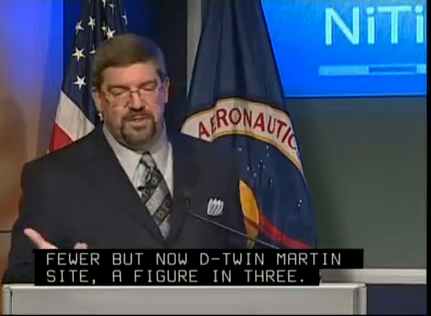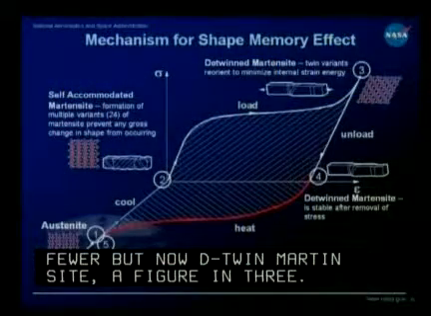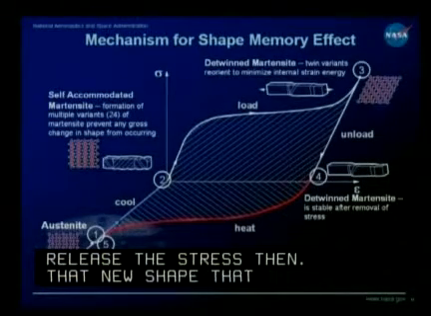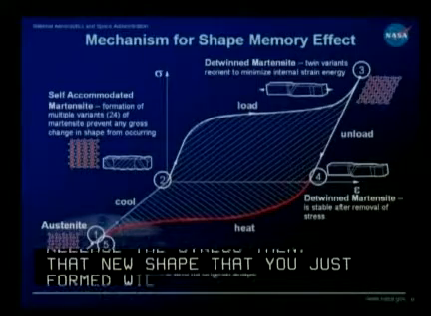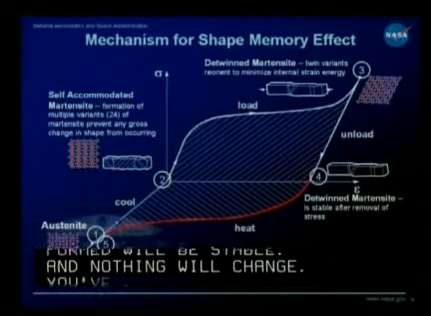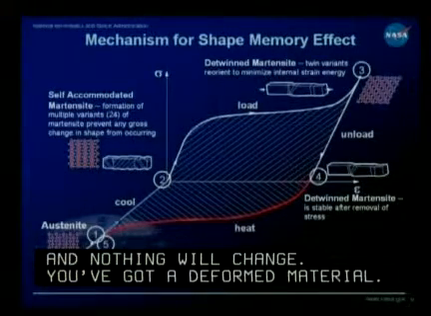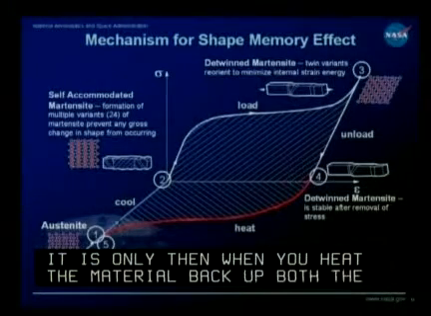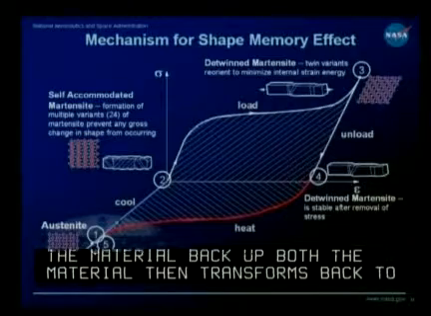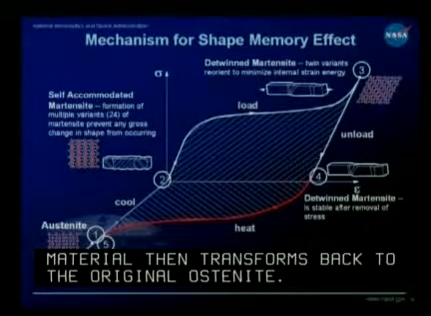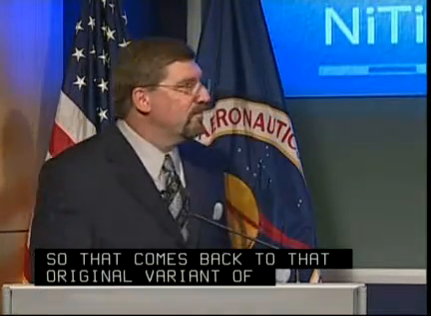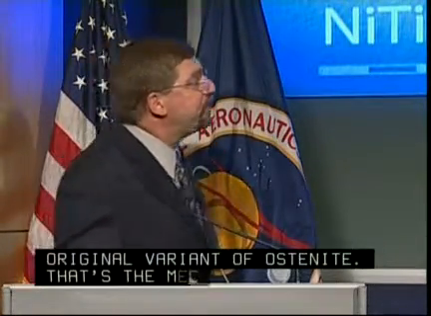So as you deform the material, you release the stress then. That new shape that you've just formed will be stable and nothing will change. You've got a deformed material. It's only when you heat the material back up that it will transform back to the original austenite, and in so doing that de-twinned martensite comes back to that original variant of austenite. And that's really the mechanism behind the shape memory effect. If I could have the next slide, please.